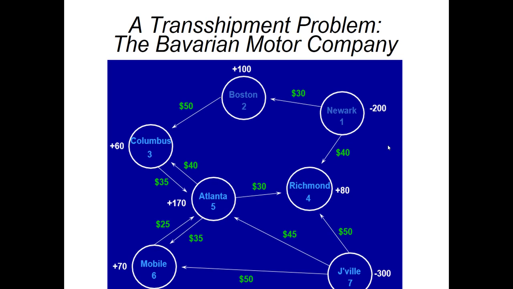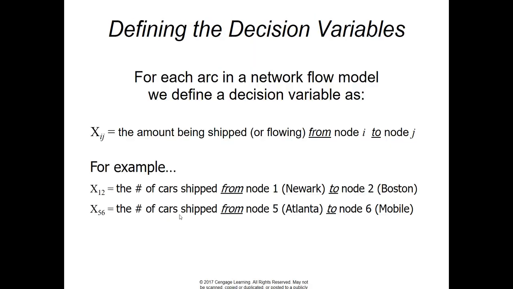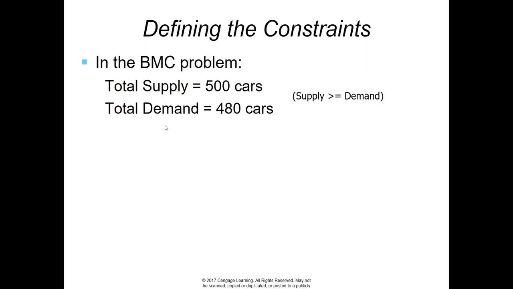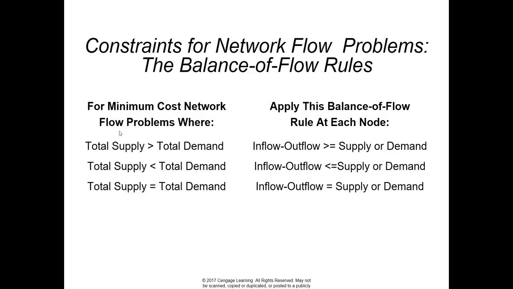Now, let's look at the demands. The demands we have are 100 plus 60 plus 80 plus 70 plus 170. If we add all of these numbers, we get the total demand is 480. So the total supply is greater than total demand, and we are in this category: total supply is more than total demand. So at each node, we have to define inflow minus outflow is greater than or equal to the supply and demand.